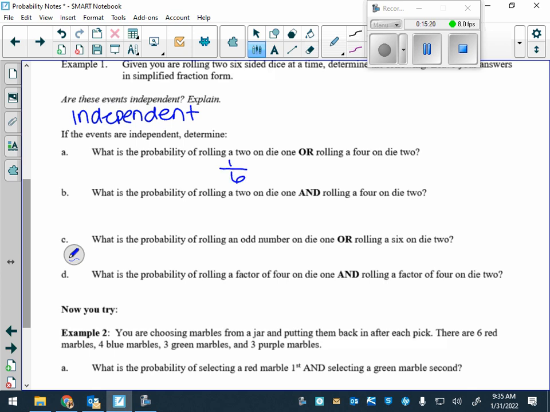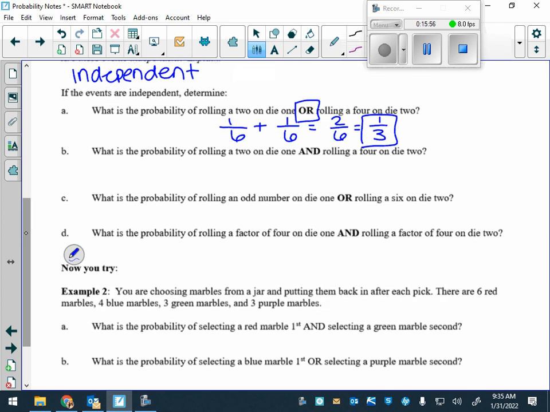1/6. And or means, are we adding or multiplying? Adding. What's rolling a 4 on die 2? What's the probability of that? 1/6. So when we add those guys together, what do we get? Okay. 2/6 is 1/3. Okay, so when you're looking for probability of one or the other occurring, you are adding.